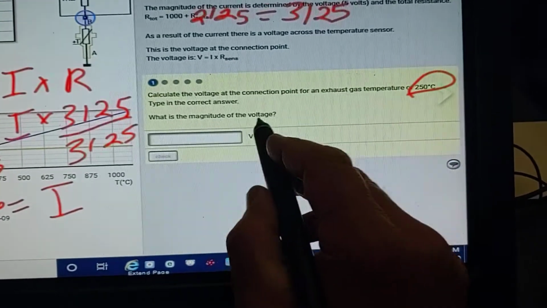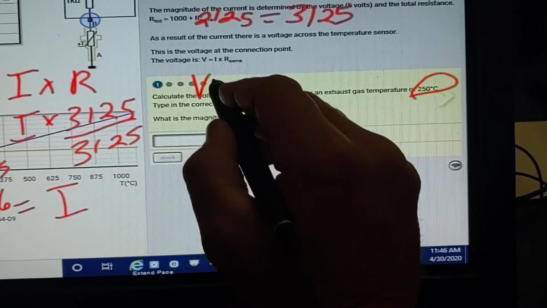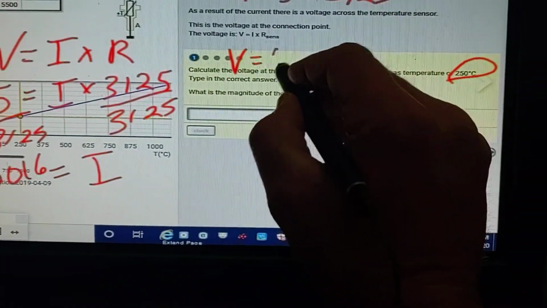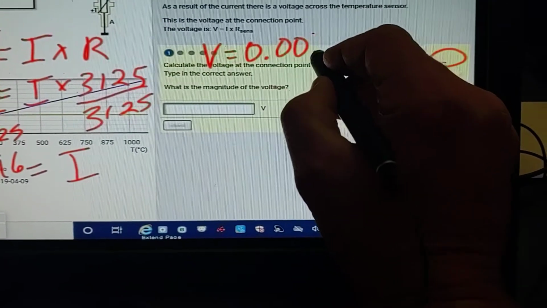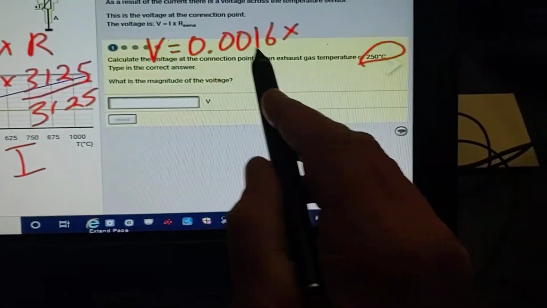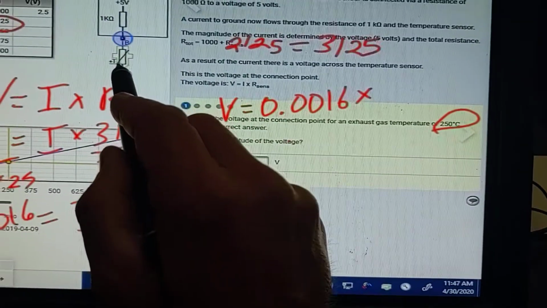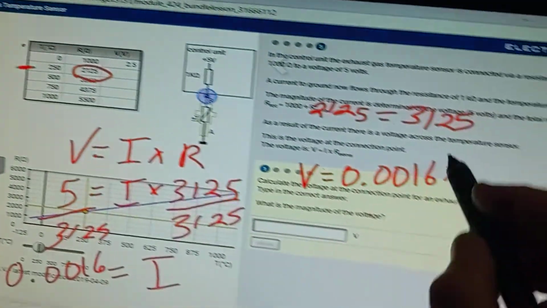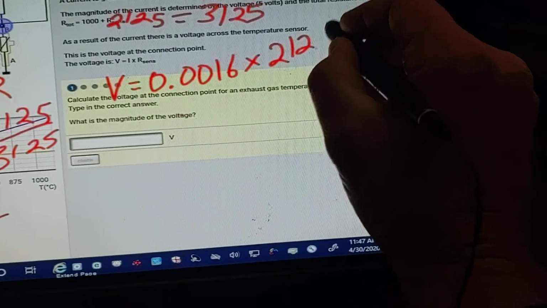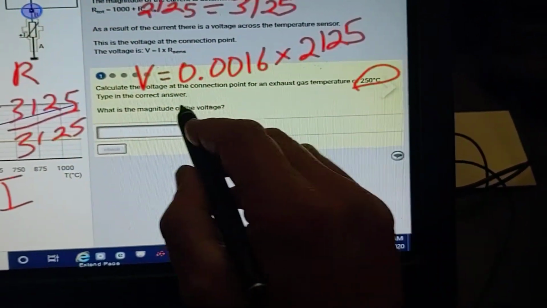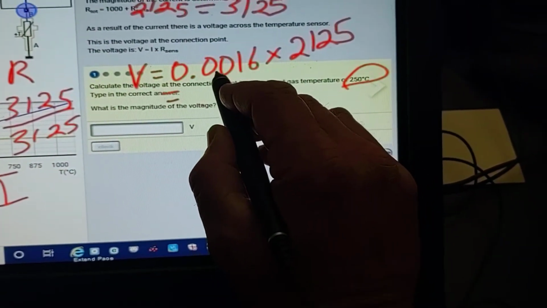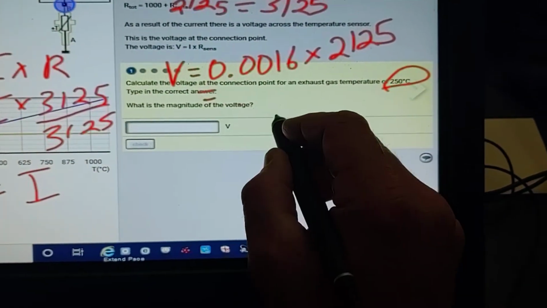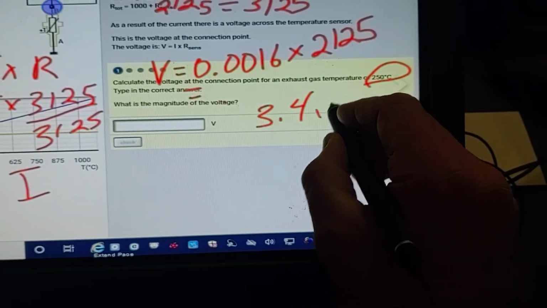So you're trying to figure out what the voltage is, so you leave V alone. You take the I you just calculated, 0.0016, times the resistance of just the exhaust gas sensor, which at 250 degrees is 2125. When you do the math on that, 0.0016 times 2125 comes out to 3.4 volts.